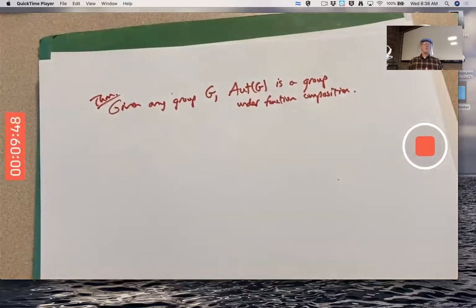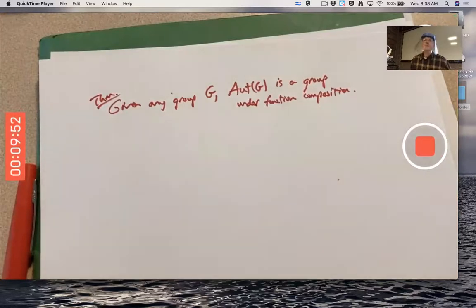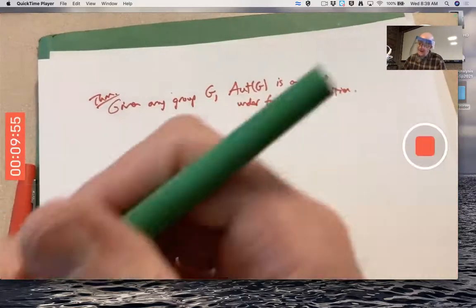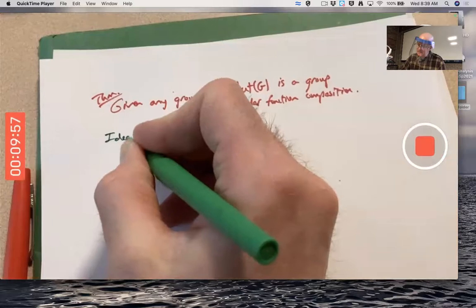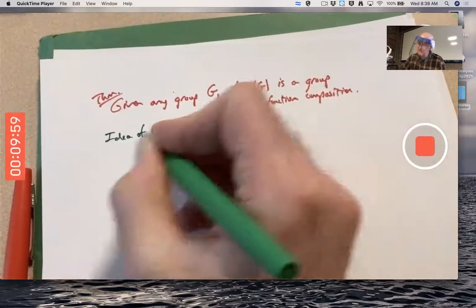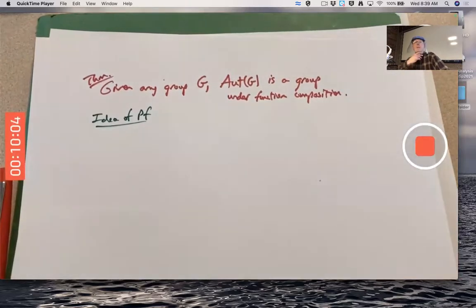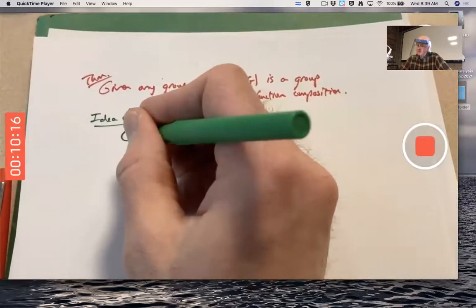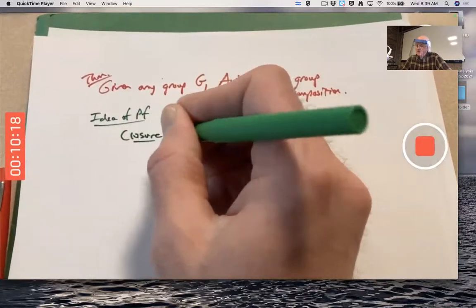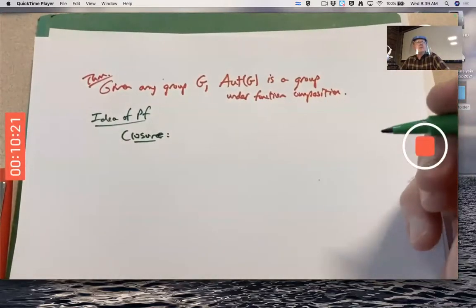Is it difficult to prove? It's not the easiest proof in the world. Let's talk about the idea of the proof, not all the complete details. First of all, is it closed under function composition? Closure does need to be verified. But closure is fairly easy to verify.